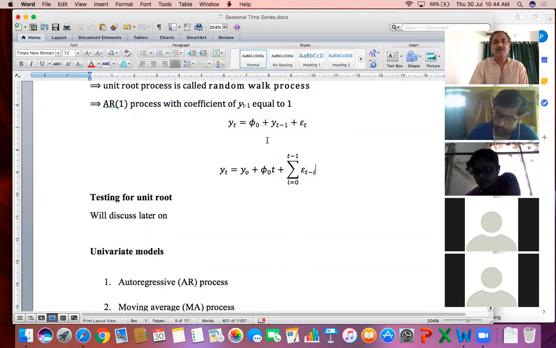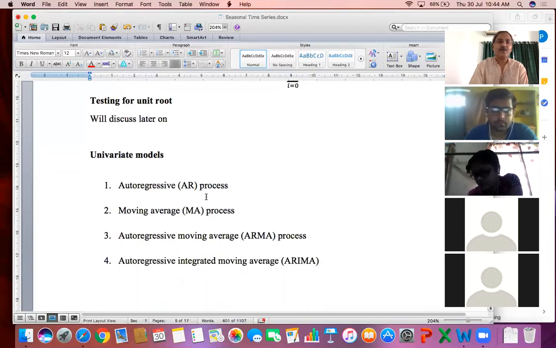Univariate models may also be of different types. Here Y_t follows one kind of behavior. What is the type of behavior here? Y today depends on the past values of Y, and so on. If Y follows this kind of behavior, it is popularly known as an autoregressive process. Your data may follow either an autoregressive process, a moving average process, an autoregressive moving average process, or an autoregressive integrated moving average process. So there are four possible stochastic processes a particular time series can follow.